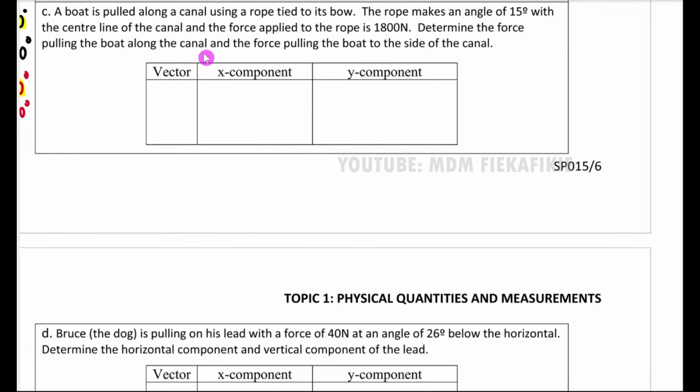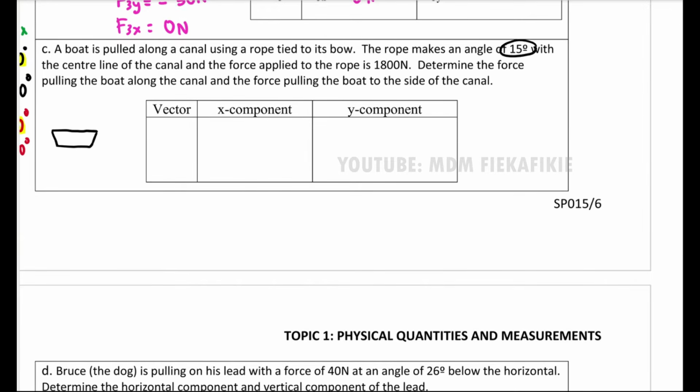Okay, so the canal, let's draw it like this. The picture is like this. And then the rope, we have a rope which is at an angle of 15 degree with the center line of the canal. So here, if we say this is the center line of the canal, then it will be this. Its force is 1,800 Newton at an angle of 15 degree. So we take the angle here.